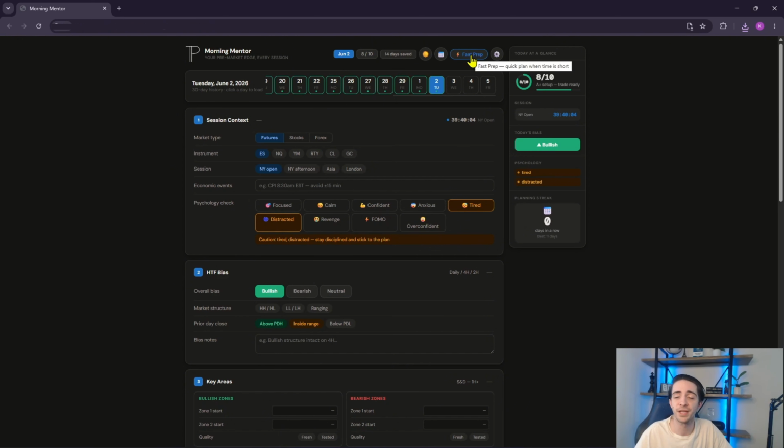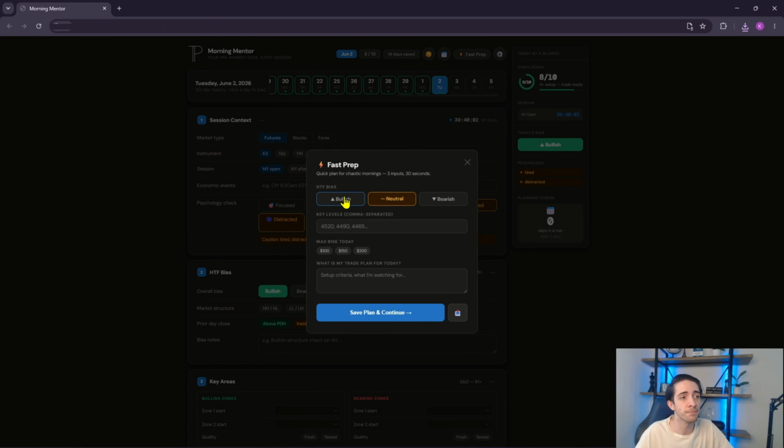There's also a fast prep button. Fast prep is if you're being quick in the morning. Let's say you didn't have the full 30 minutes or 20 minutes or 10 minutes to do your trade prep. You have 5 minutes. You got to be quick. Okay, higher time frame buys. Boom, we're bullish. Any key levels, make sure you add commas to separate them so you know. 75.50, comma. 75.55, comma. 7,600.